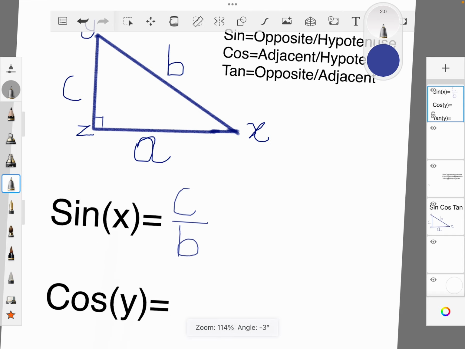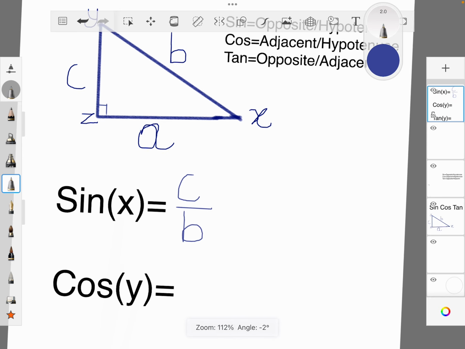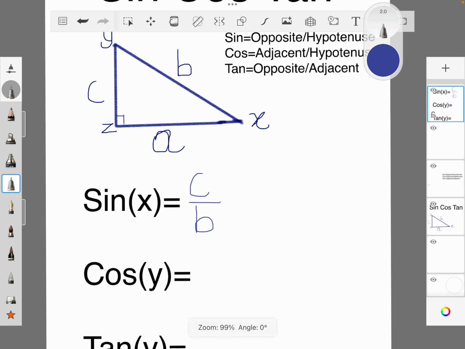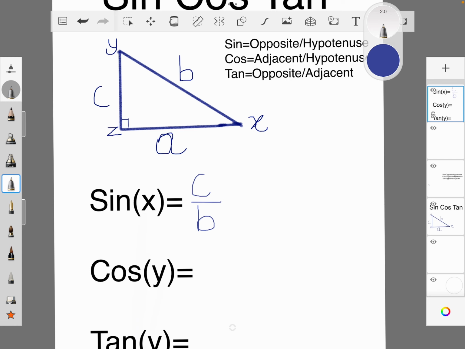Now, if we look at cos y, y is the 60-degree angle corner, and y is opposite to A. So remember, don't think that y is opposite to C. Instead, think about the side that it is opposite to, not the angle that it's opposite to. So here, it would be A over, again, the hypotenuse is B. So it would be A over B.